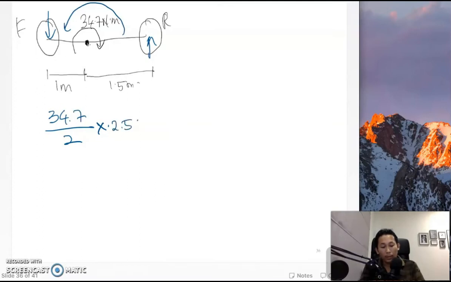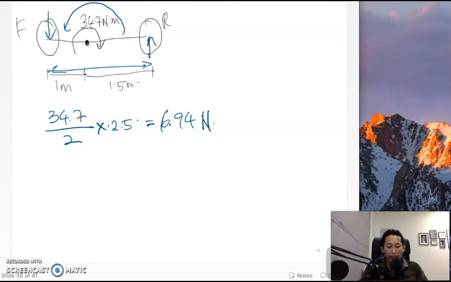This is the base, 2.5. So we got the answer of 6.94. Okay, so 6.94 Newton acting on each wheel, but the wheels at the front are pulling down, and at the rear are lifting up.